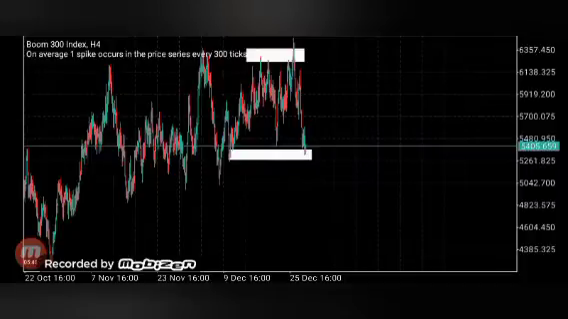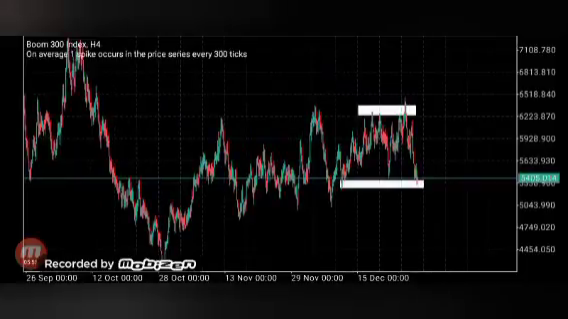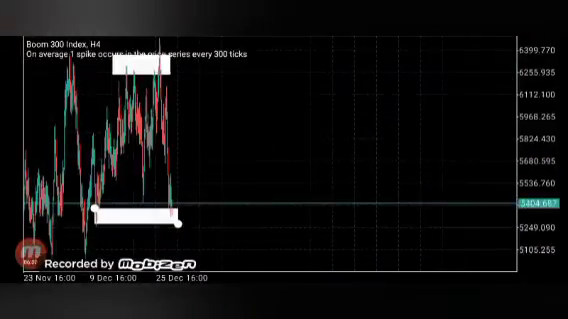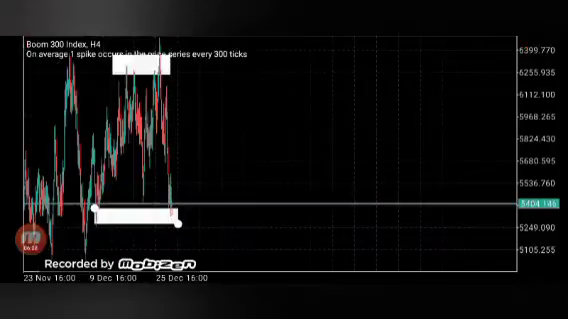For me, zooming out like this helps me see things well. It gives me a bigger perspective of things. As you can see, the way I've zoomed out, I'm able to see other major levels, compared to when I zoomed in like this. By zooming out, I'm able to see all these other areas on the chart. So let me take this out.